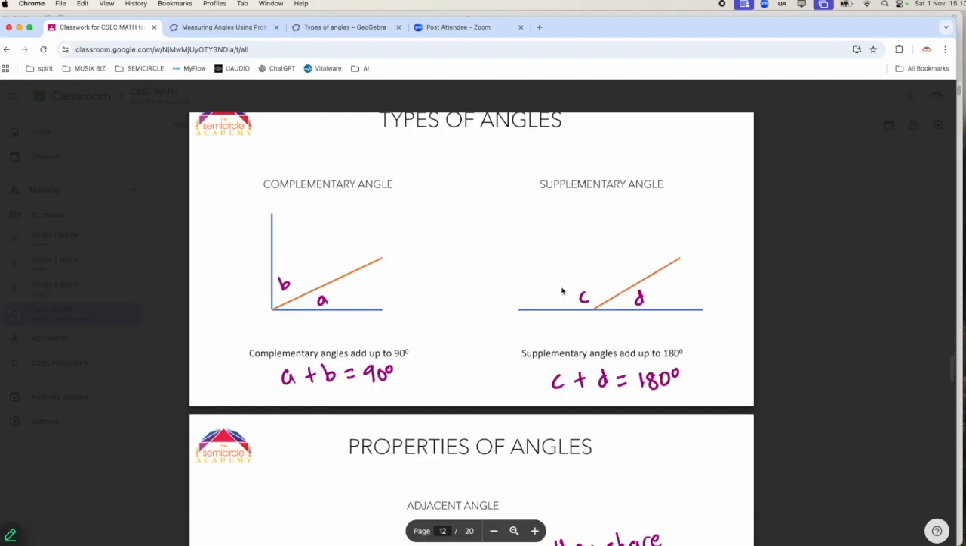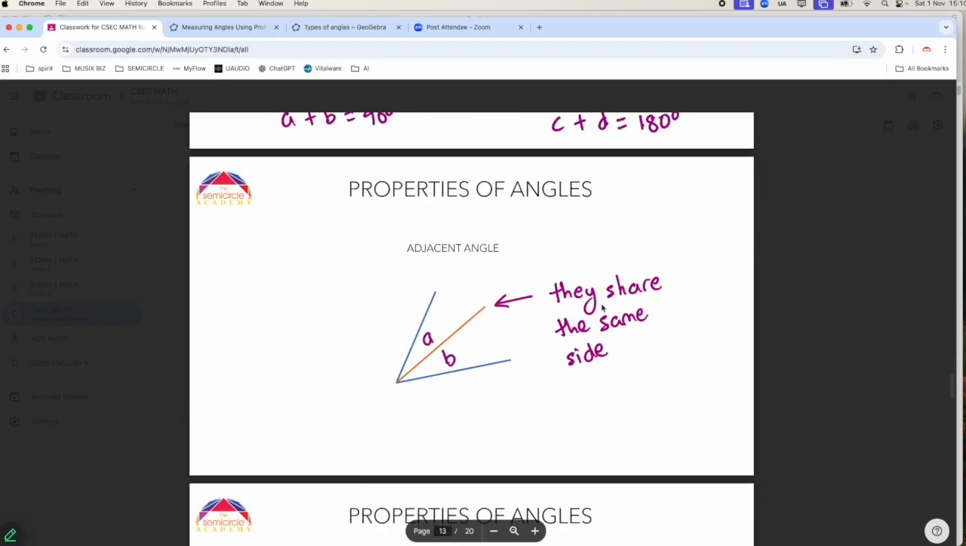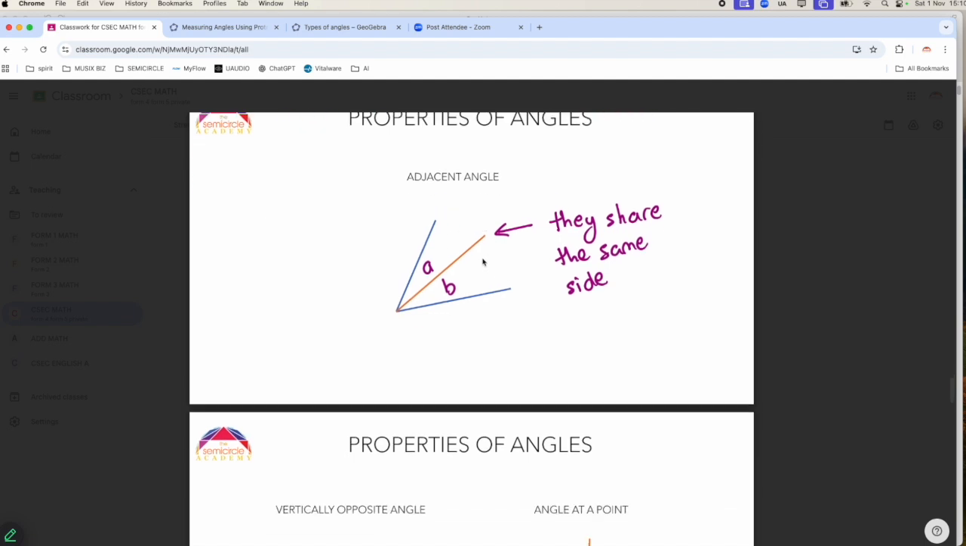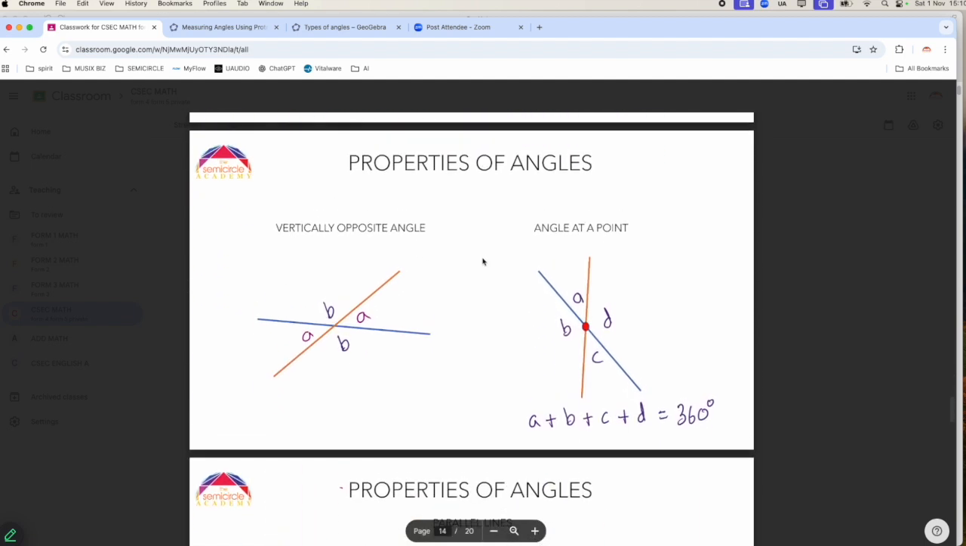than 180. Complementary angles add up to 90. Please know that. Supplementary angles add up to 180. They share the same side. Adjacent angles share the same side. Once they share the same side, they are adjacent. So these are the things you have to know.